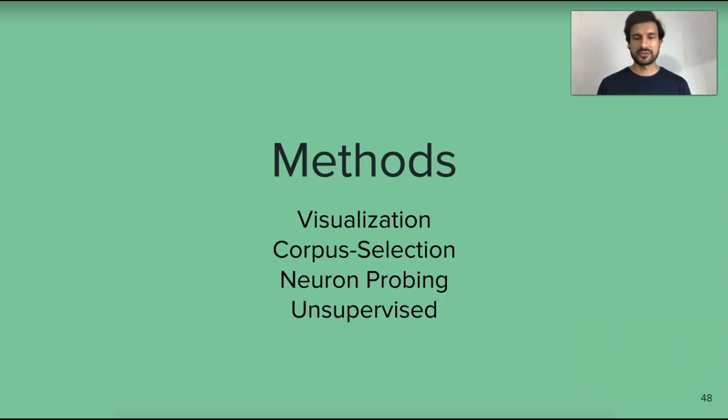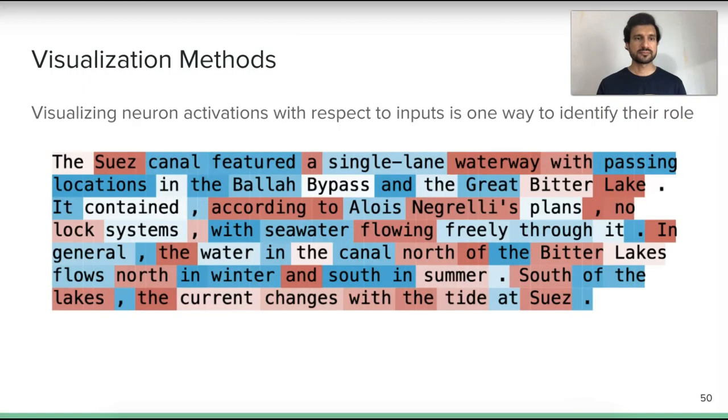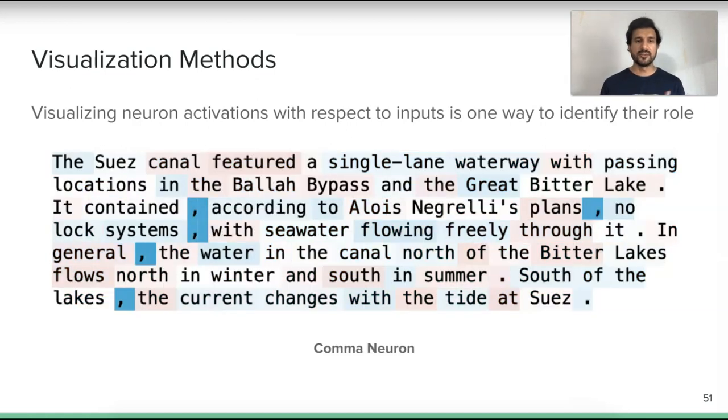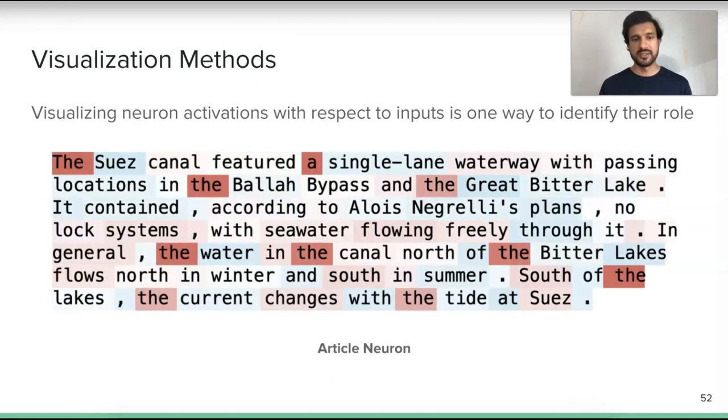Okay, let's look at the first method, which is visualization. The simplest way researchers have analyzed neurons is to visualize their activation over a set of sentences. And patterns can be identified over a set of sentences to discover the role of neurons. For example, here you can see a neuron is activating mainly on a comma, and by visualizing it, you can identify the role of this particular neuron, that this is a comma neuron. Similarly, this is an article neuron.